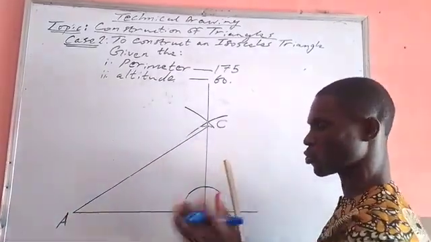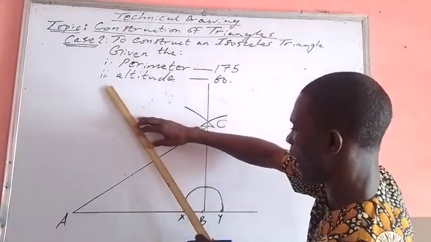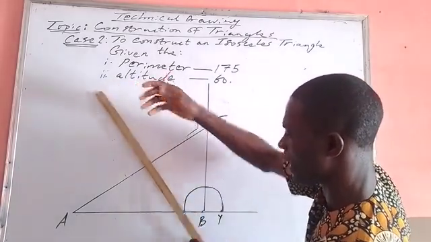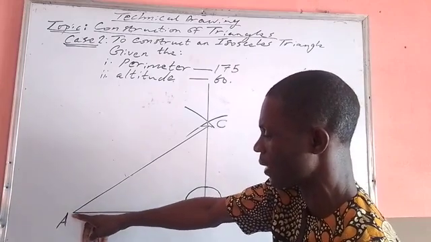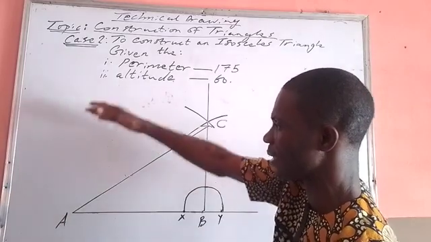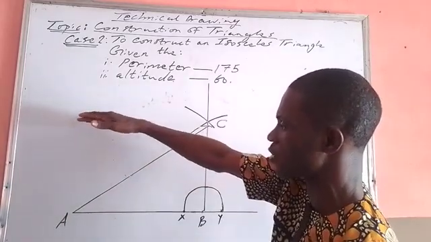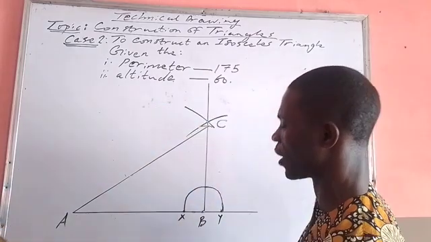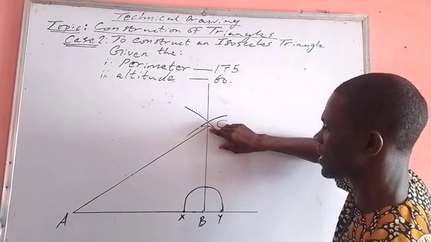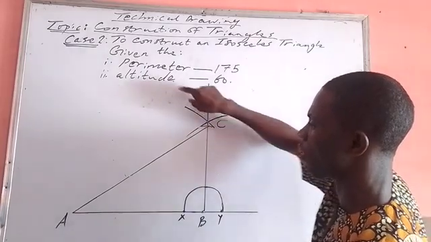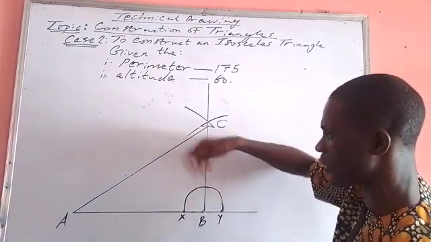So this is how I'm going to do the bisection. You have to use your compass. When you are making use of your compass, you take point A as center, extend the pencil point to a convenient radius, and you draw an arc up and down. Then with the same radius, you take point C as a center, then you draw an arc up, draw an arc down, so they will intersect.